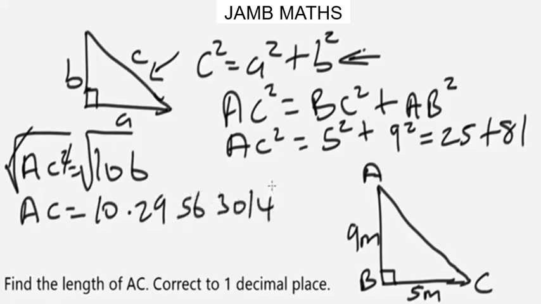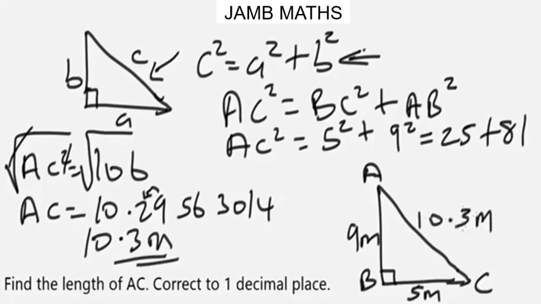When you punch it into the calculator, you're going to have it to be 10.29563014. But we are asked to correct to one decimal place. To one decimal place, this 9 is up to 5, so you approximate it as 1 to this 2. So the final result will now be 10.3 meter. That will be the length of AC, 10.3 meter. It's as simple as that, guys. So this is basically how you can deal with problems involving Pythagoras theorem.